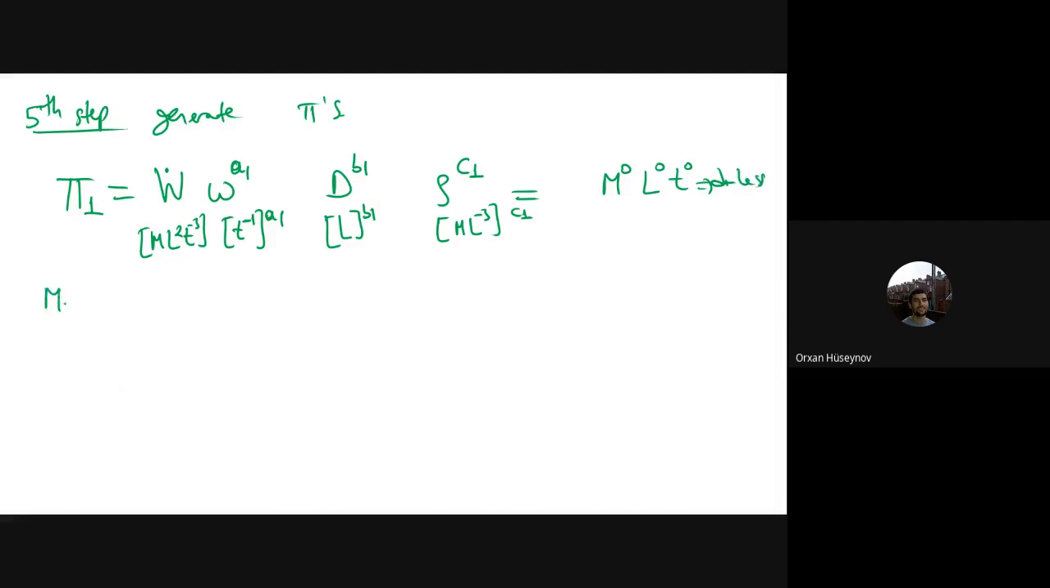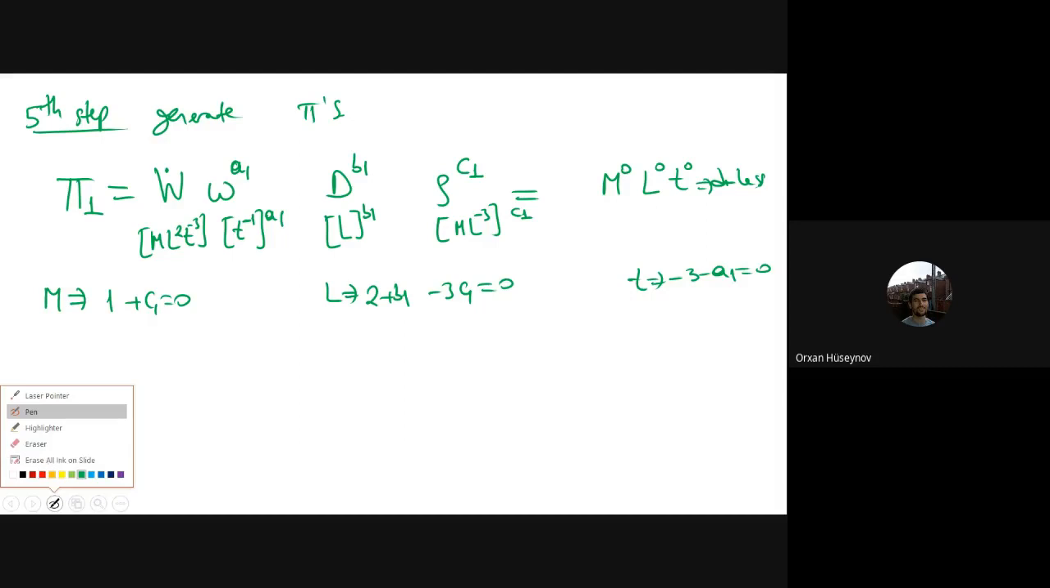And for the mass, first solve for mass. You have the 1 here in the first term, and the 1 here with C1. So 1 plus C1 is 0. For the length, you have the 2 here, you have B1 here, so 2 plus B1, and minus 3C1 is 0. And for the time, you have negative 3 here, you have negative A1 here, so negative 3 minus A1 should be equal to 0. These are linear equations, so you can easily solve them.